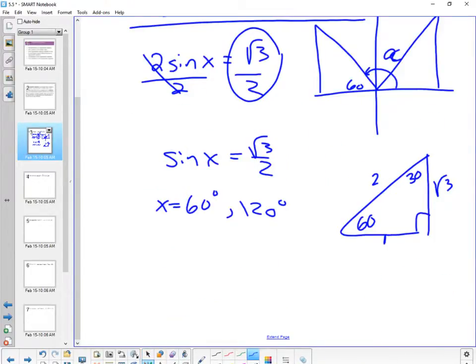Now, that's in degrees. MyMathLab might not want degrees. It might want radians. So please understand that you might need pi thirds, and this is 2 pi thirds. So either one of those two would be absolutely right.